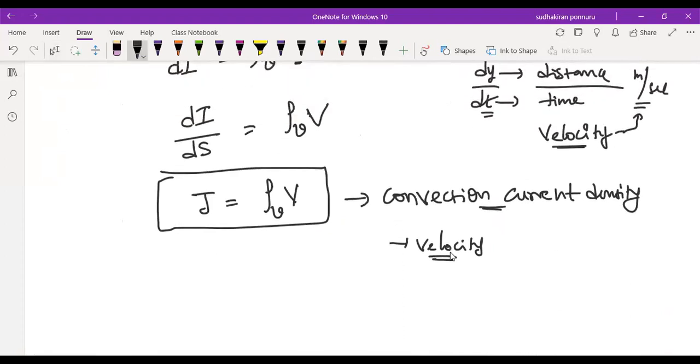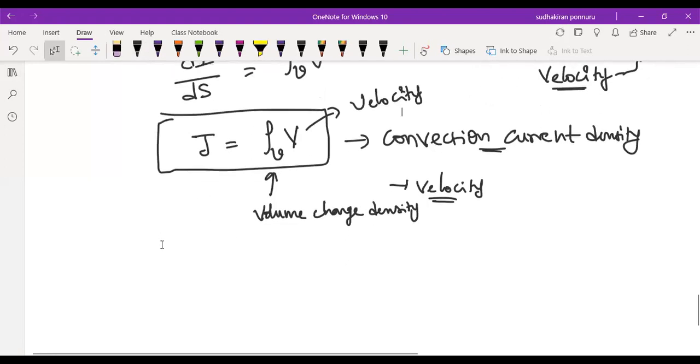Here J is the current density, and rho V is the volume charge density, and capital V is the velocity. So don't get confused between the small v and capital V. Here small v is the volume and capital V is the velocity. So this is a small recollection of our yesterday's class.